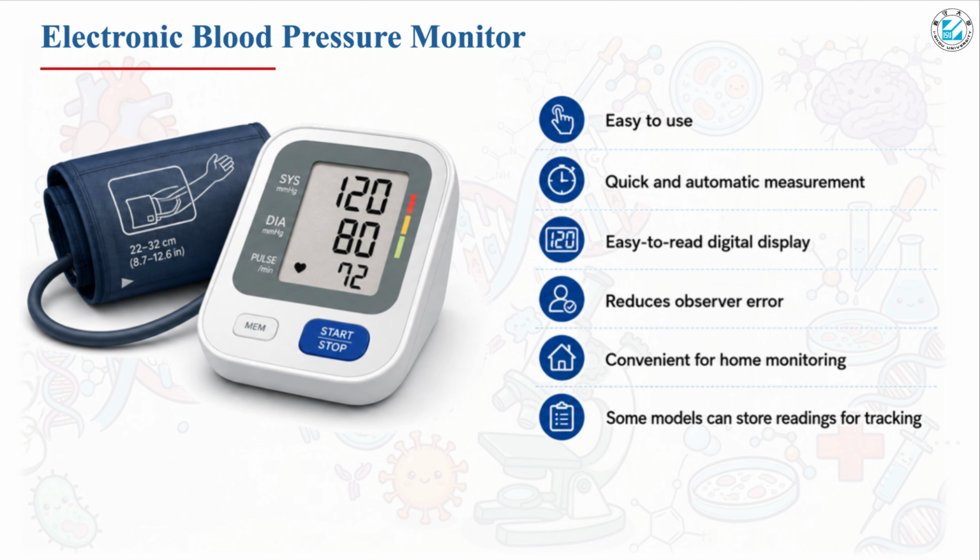Because of this limitation, electronic blood pressure monitors are now widely used. They are easy to use, quick, and automatic. The result is shown clearly on a digital display, and the user does not need to use a stethoscope or read the mercury column. This makes the electronic blood pressure monitor very convenient for regular home blood pressure monitoring.